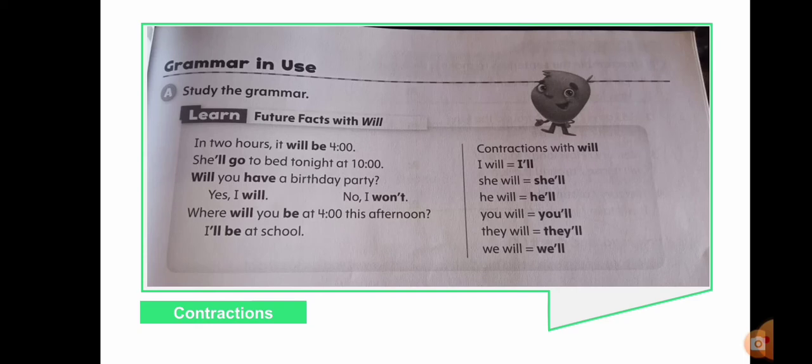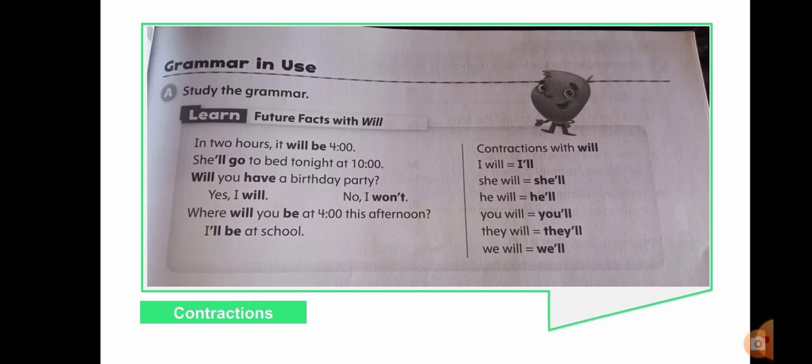Again, we have a question statement, but now it's starting from where. So let's see where we will write will. Where will you be at 4 this afternoon? Again, will be used right after the question word, that is where. The answer is I'll be at school.